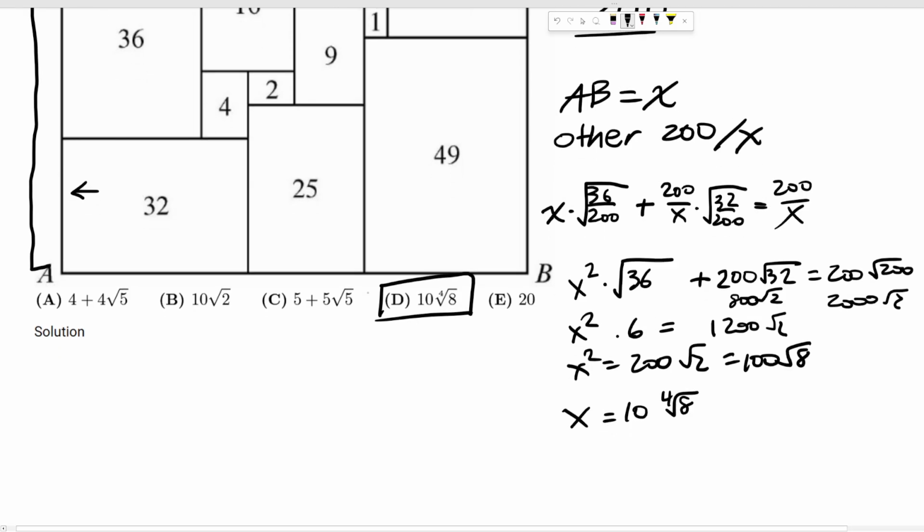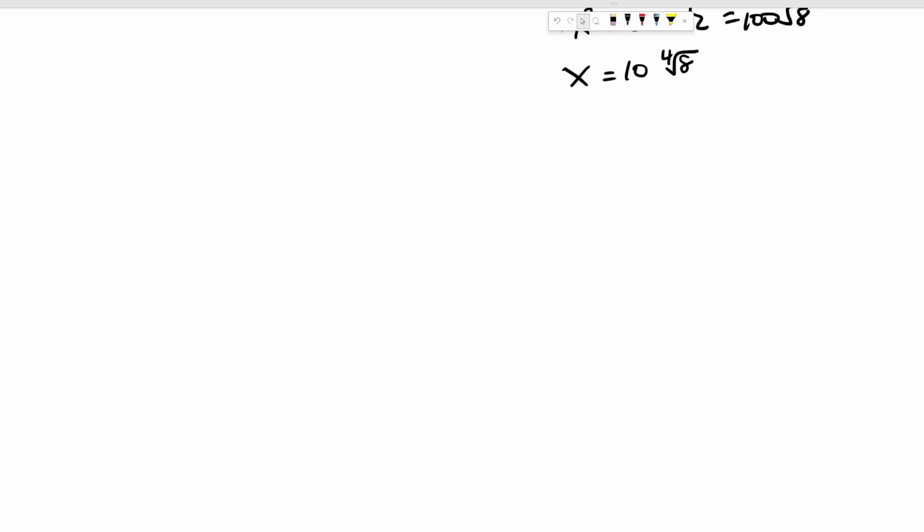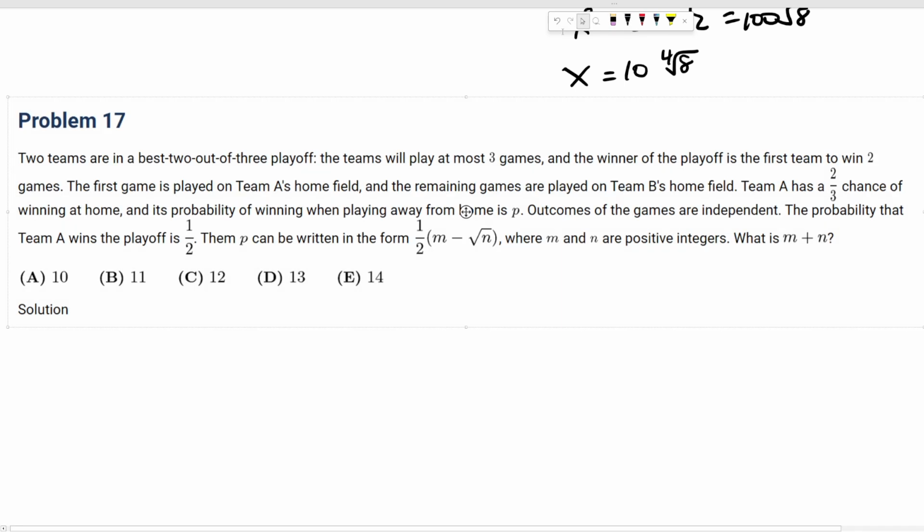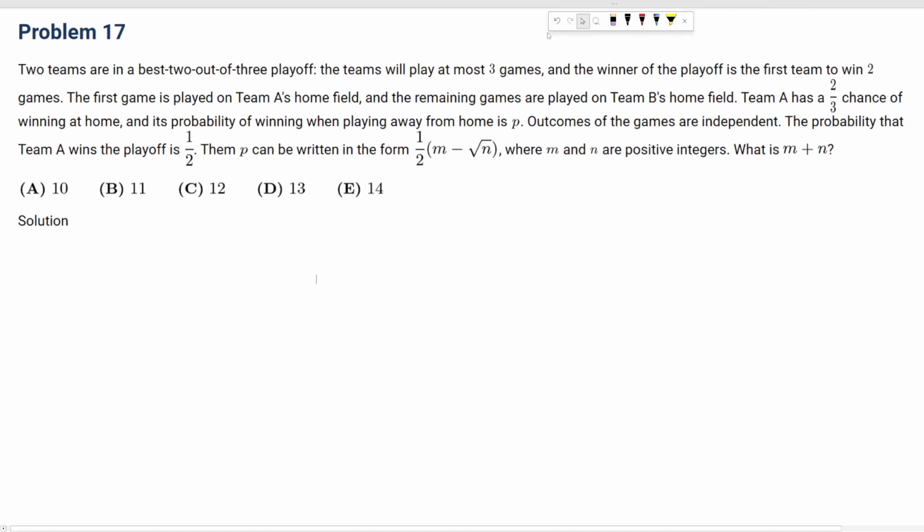On to problem 17. Two teams are in a best... I don't remember this problem. Oh yeah, two teams are in the best 2 out of 3 playoff. The teams will play at most 3 games, and the winner of the playoff is the first team to win 2 games. So they're going to play 3 games.